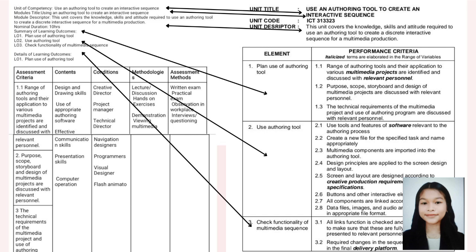So, same process to the module title and the module descriptor. This unit covers the knowledge, skills, and attitude required to use an authoring tool to create a discrete, interactive sequence for a multimedia production. Nominal duration, we have 10 hours. And summary of learning outcomes, we have three. Plan use of authoring tool, use authoring tool, and check functionality of multimedia sequence.